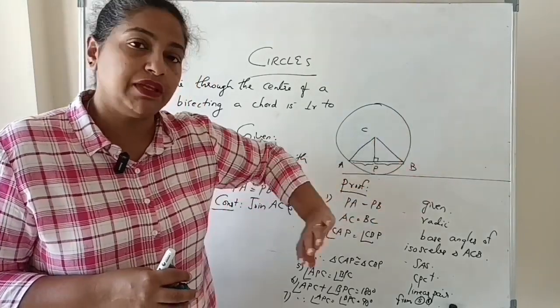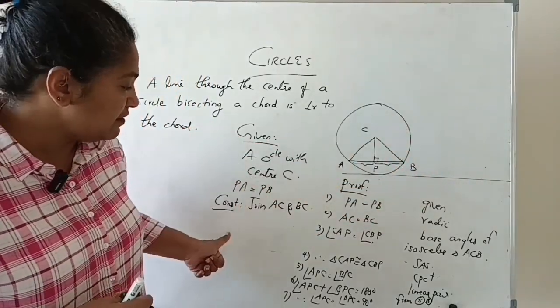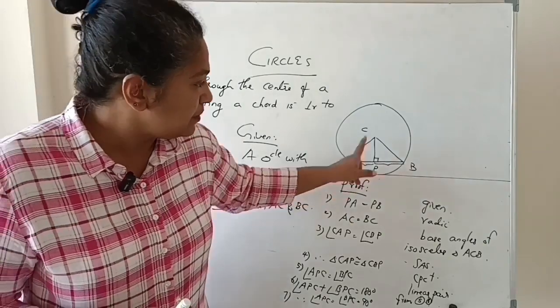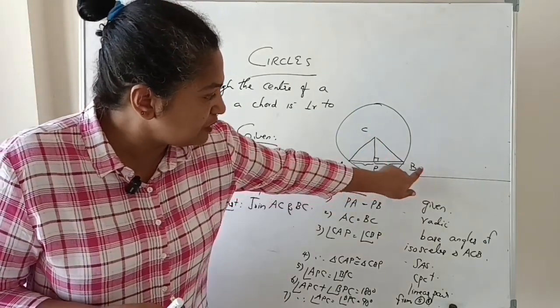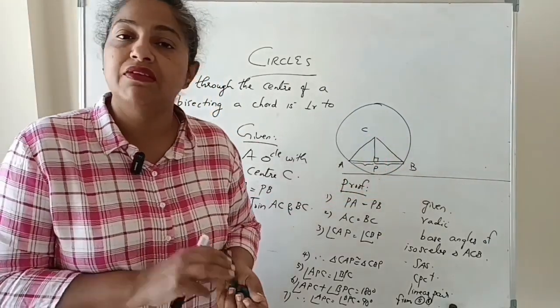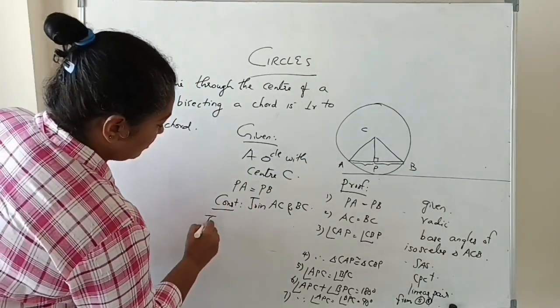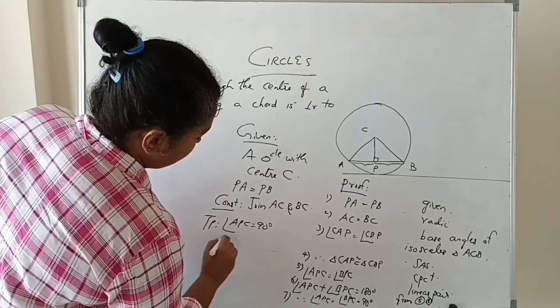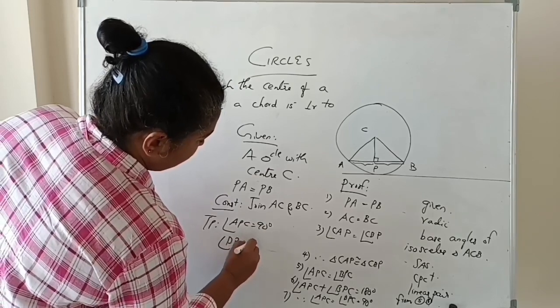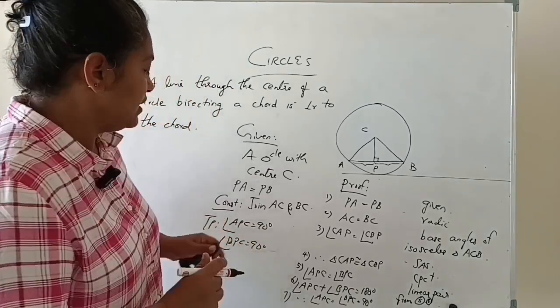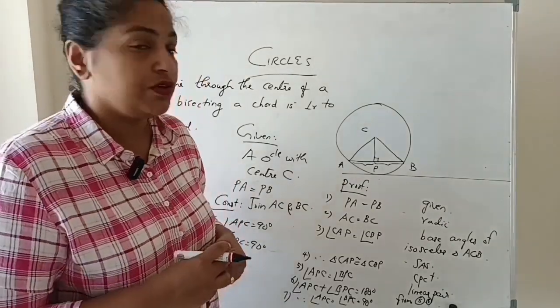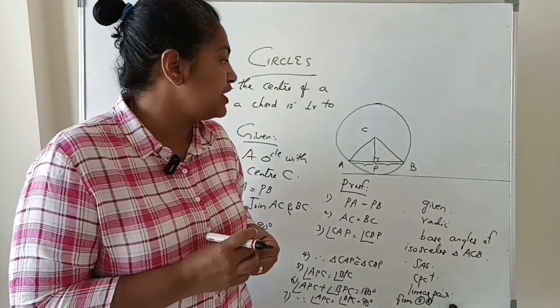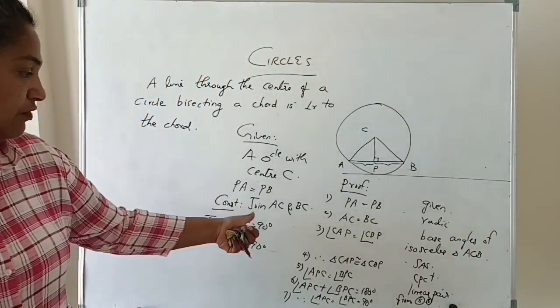I have not even changed the diagram. The diagram is exactly the same. But in this case, we need to prove that angle APC is equal to 90 degrees and angle BPC is also equal to 90 degrees. I have not written what is to be proved. Okay. So for the construction, I am again drawing the radius. So joining AC and BC. So I have written over here.